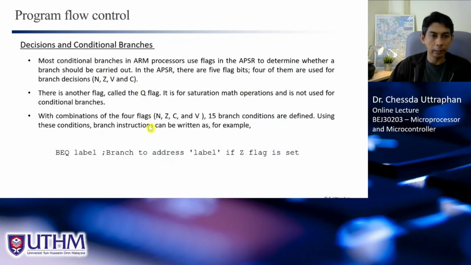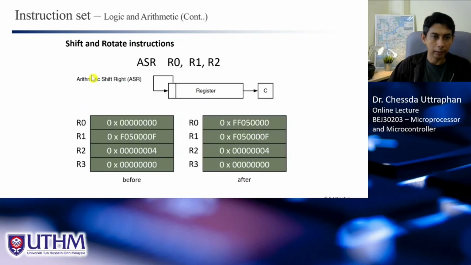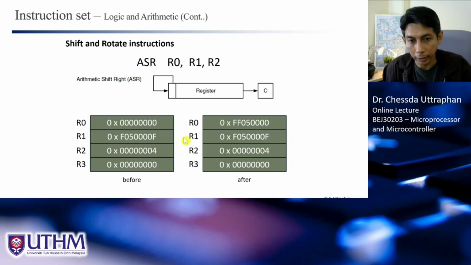Okay, so I think for today we will stop here. We will continue with program flow control and look at some examples of how to write a full program using what we have learned today, and also next week to have a complete program for our microprocessor. So for today, we will stop here. Any questions you can ask now, or maybe you can ask through Telegram.